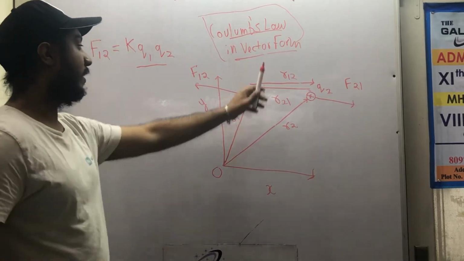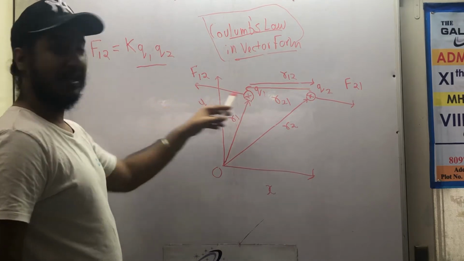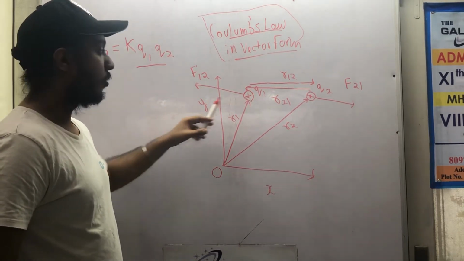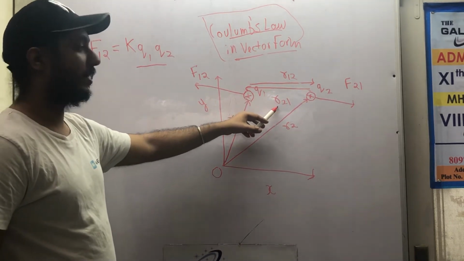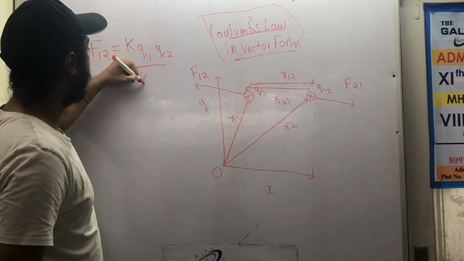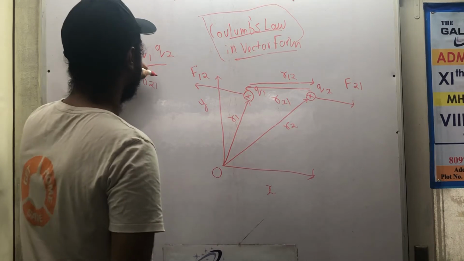Now basically R21 and R12, basically in which direction is the force acting on this one? In this direction, F12. So which displacement vector will you use? You will use this one. Okay, so the displacement vector will be R21. Okay, so what will come here? R21 whole square.